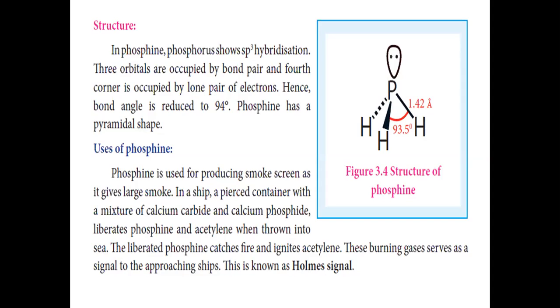When thrown into the sea, the water enters that container and mixes with the calcium carbide and calcium phosphide. Immediately it liberates phosphine and acetylene. The liberated phosphine catches fire and ignites the acetylene also. These burning gases serve as a signal to approaching ships. This we call the home signal.